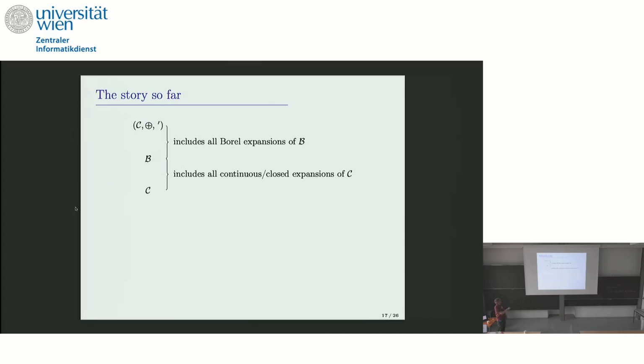So this is what we have. We have Cantor space, Baire space, and what we call the Borel complete degree. Between Cantor space and Baire space, there's maybe a lot of stuff, but it definitely includes all continuous or closed expansions of Cantor space. Between Baire space and the Borel complete degree, we have all Borel expansions of Baire space, and more.